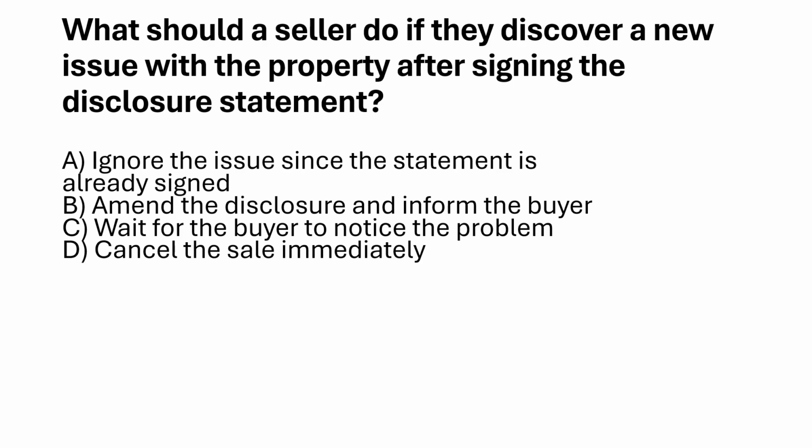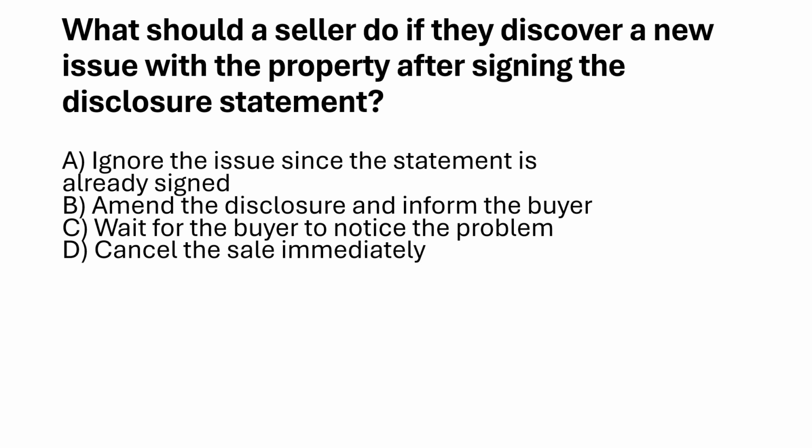What should a seller do if they discover a new issue with the property after signing the disclosure statement? So the seller's already filled it out. They've already provided it to the buyer. But at some point after that, they discover that we do have an issue with something. What should the seller do? A, ignore the issue since the statement is already signed. And I will tell you, that's what a lot of homeowners try to fall back on. They'll say, well, at the time I filled the form out, I was not aware of any problems. Okay, I can tell you that's not going to hold water.